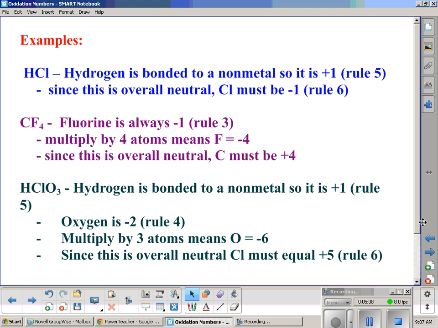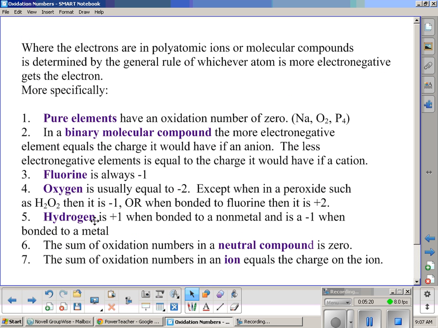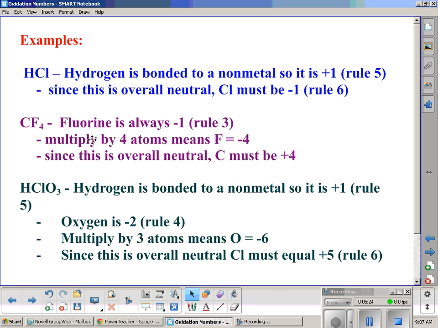So here's what we're talking about. If we have hydrogen bonded to chlorine, we have a rule that says hydrogen bonded to a nonmetal is +1. And let me go back here, rule 5. Let's look at rule 5. Hydrogen bonded to a nonmetal, +1. Okay, so the hydrogen, and let me just write that in here.